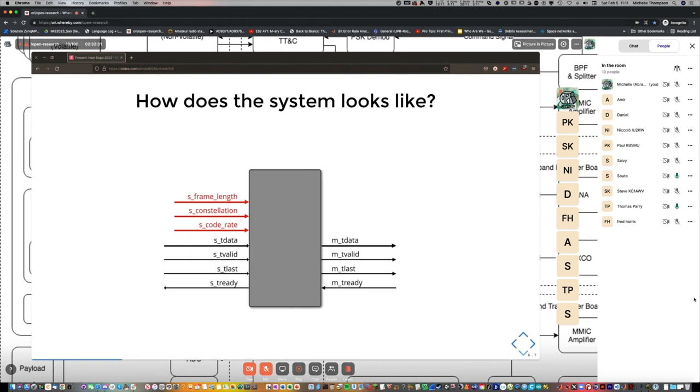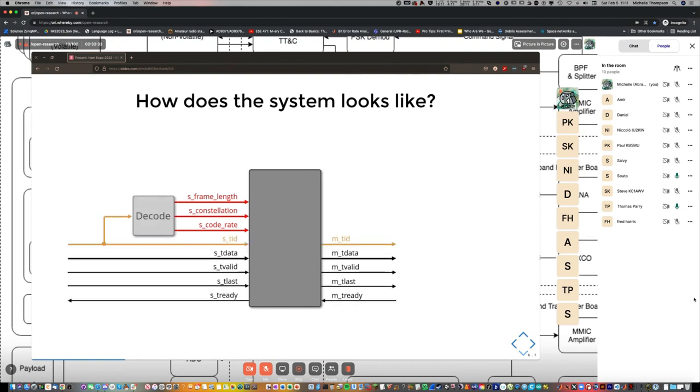And we do this by using the AXI TID interface. In this case, the arbitrary data is the configuration of the frame. In this gray block, for example, we need frame length, constellation, and code rate. So we decode TID to extract these, and everything just works.